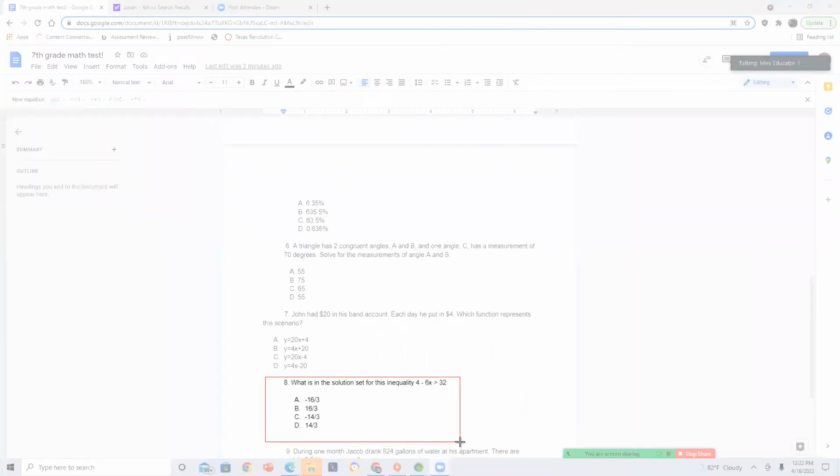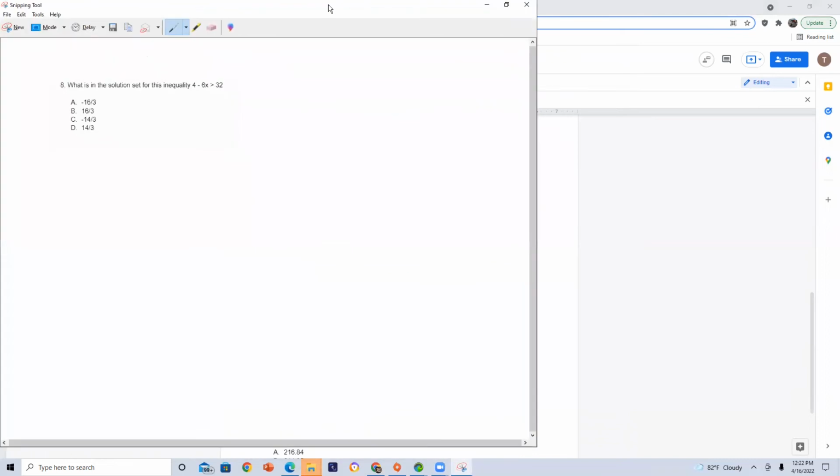Okay, next question. This question is like question 4. It's just with an inequality, and I'm going to let educator 2 take this question away. So you can see that all of these are divisible by 2. So we can divide all of this by 2, and then you would get 2 minus 3x is less than 16. We're basically solving it.